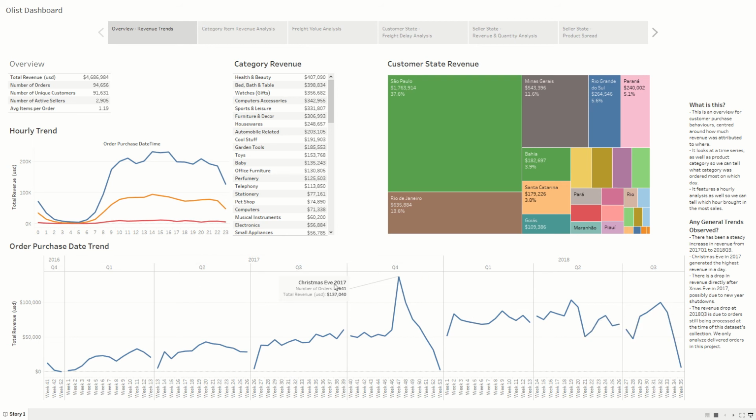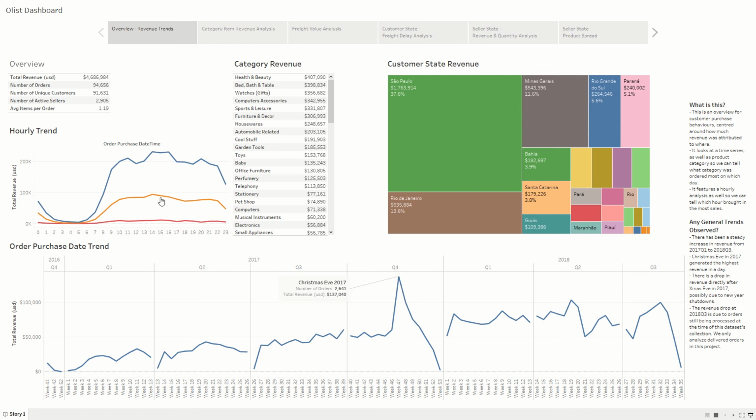I did a small annotation down here for the peak. We also have the hourly trend, which shows the total revenue and splits it by the three delivery types that I mentioned before in the first data set: interstate, intrastate, and same city. And we also have customer state revenue, which tells you out of the entire revenue how much came from which state, taken by the area inside these graphs.